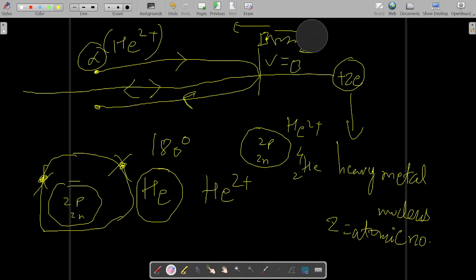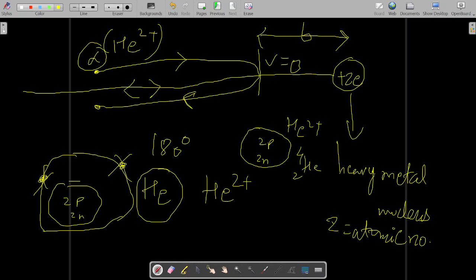There is an invisible spring of electrostatic repulsion, okay? So this is your distance of closest approach. What do you call this? This is basically your distance of closest approach or critical distance, because this is the closest distance at which they will be.